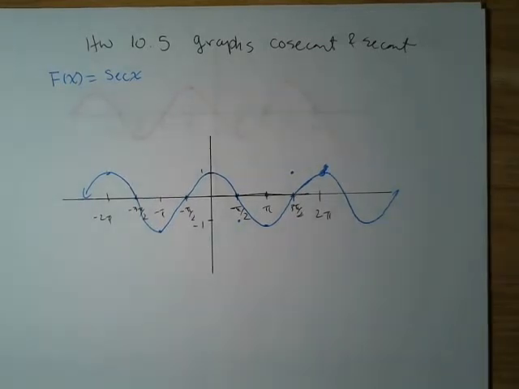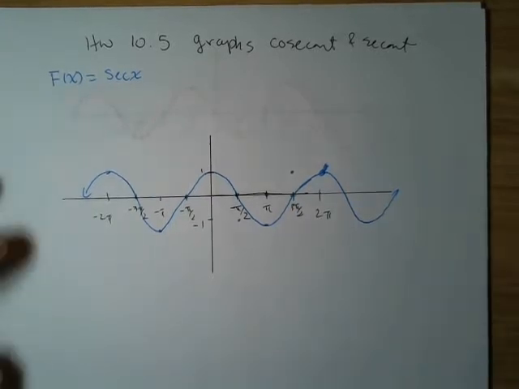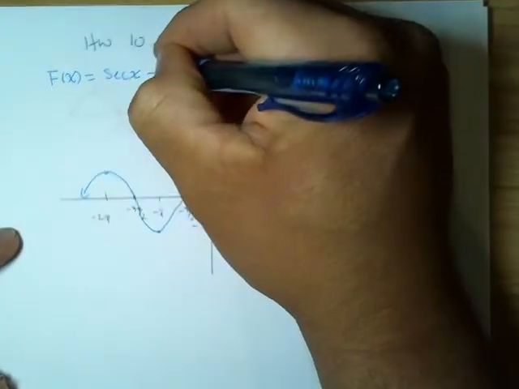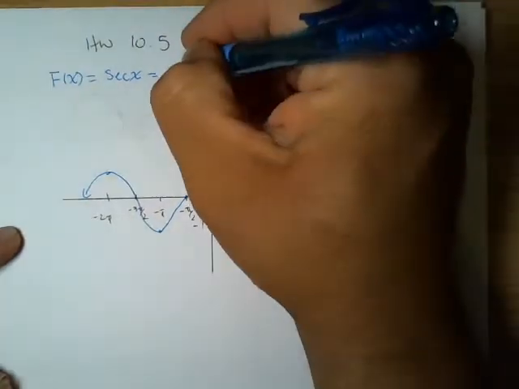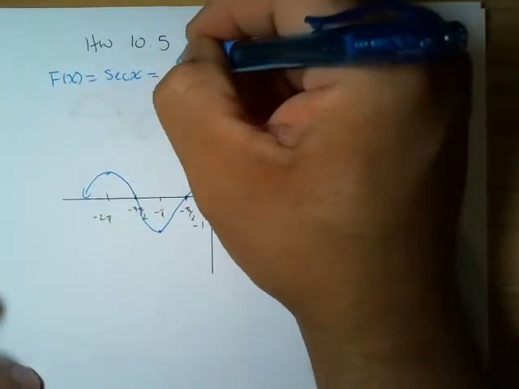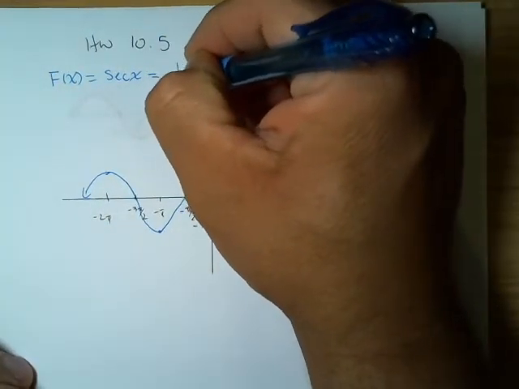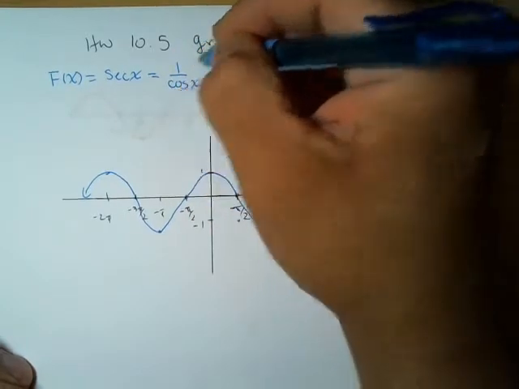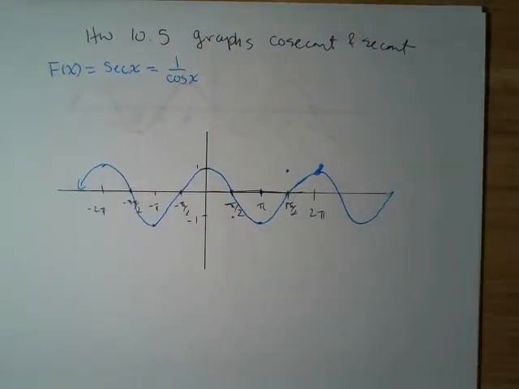Okay, so we're going to take a look at the graphs of the secant and the cosecant. So let's start with the secant. Now, again, what you see here is the graph of the cosine, and I'm going to graph over that, not the graph of the secant, but I do want to use the fact that the secant of x, the reciprocal identity, is 1 over the cosine of x.